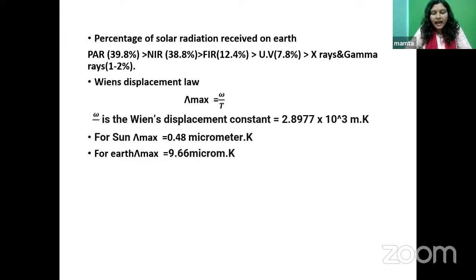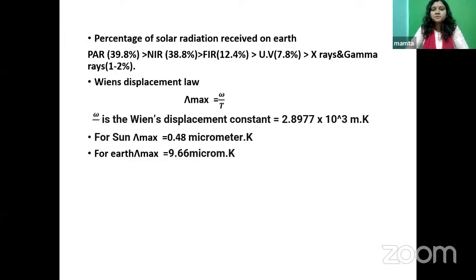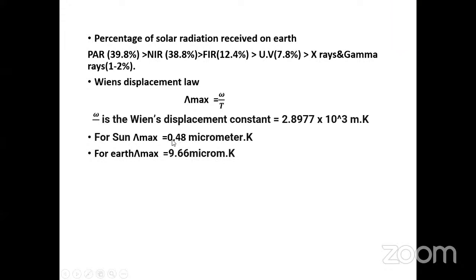What is the temperature of the sun? Tell me, anyone? You would have read somewhere. Okay, guess it. It is 6,000 degrees Celsius. So when you calculate it, omega is 2897 divided by 6,000. You will get this value, 0.48 micrometer.